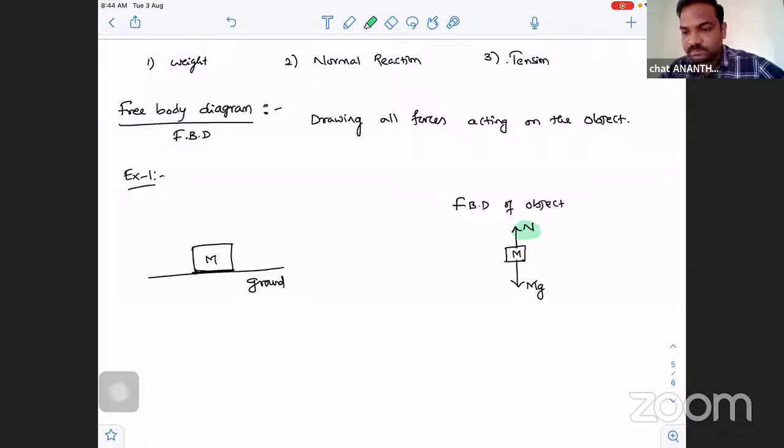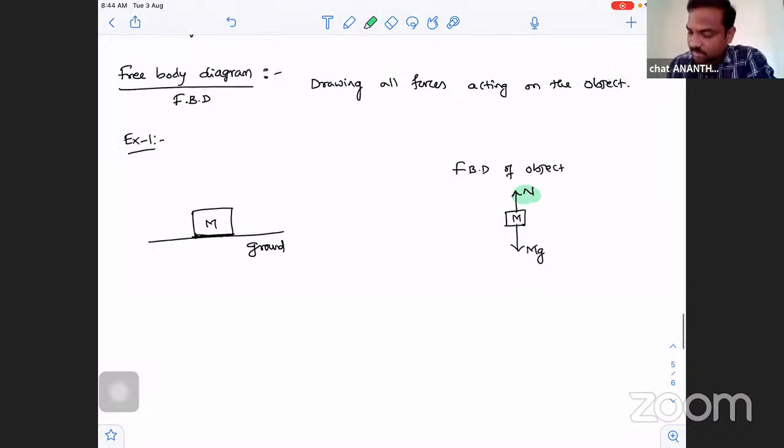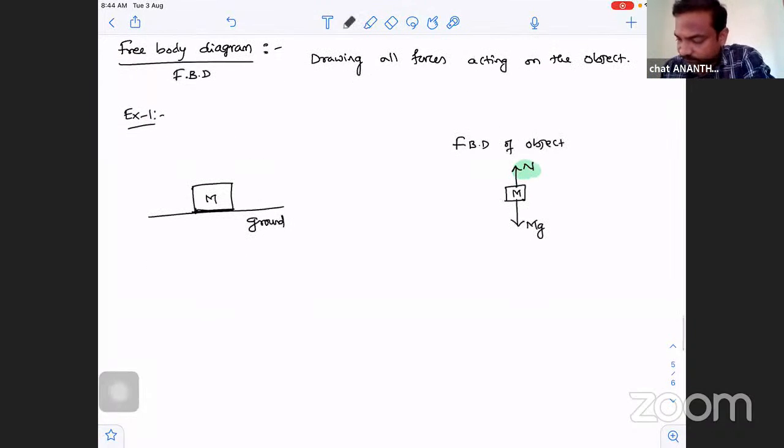Understood? Clear? So this is called a free body diagram. On the right side, whatever is there, drawing the block and drawing the forces is called a free body diagram. Okay, clear? Everybody ready?